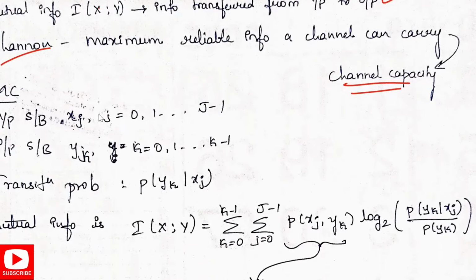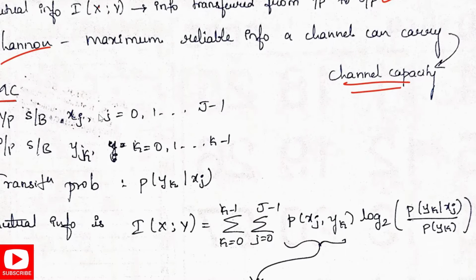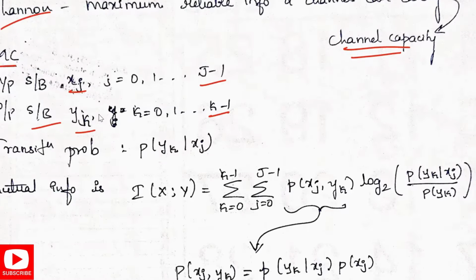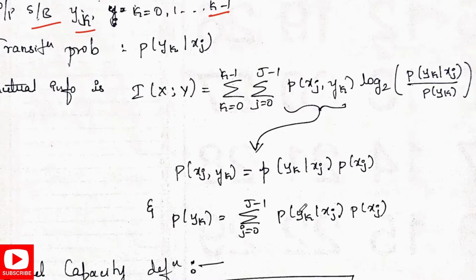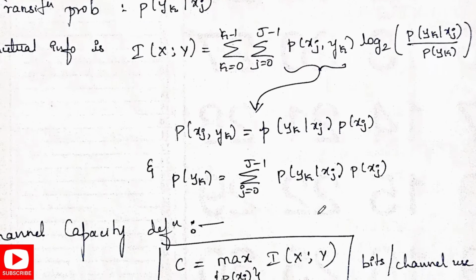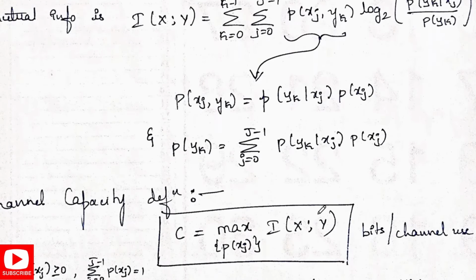For the discrete memoryless channel, that is DMC, the input symbol is xj, from j equal to 0 to J minus 1. The output symbol is yk, from k equal to 0 to K minus 1. The transition probability is given by P of yk given xj, and the mutual information I of X semicolon Y is given by this formula. We can replace it by this formula, and finally we can replace P of yk and P of xj, yk.